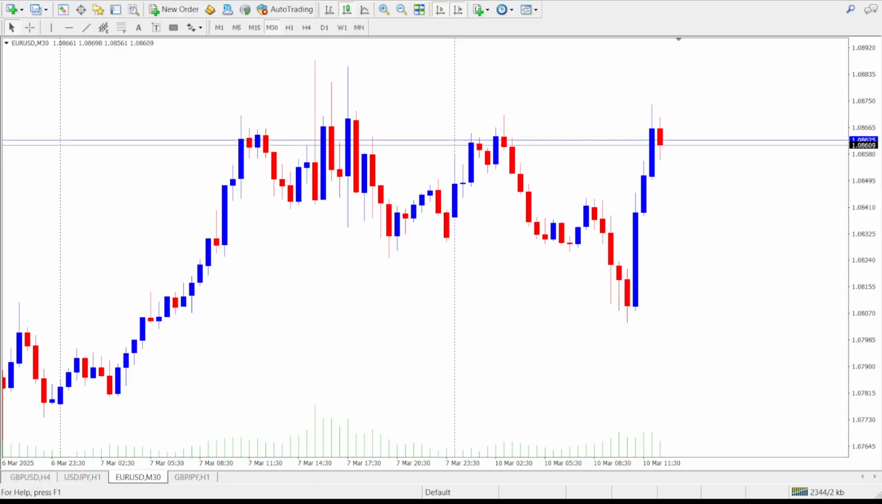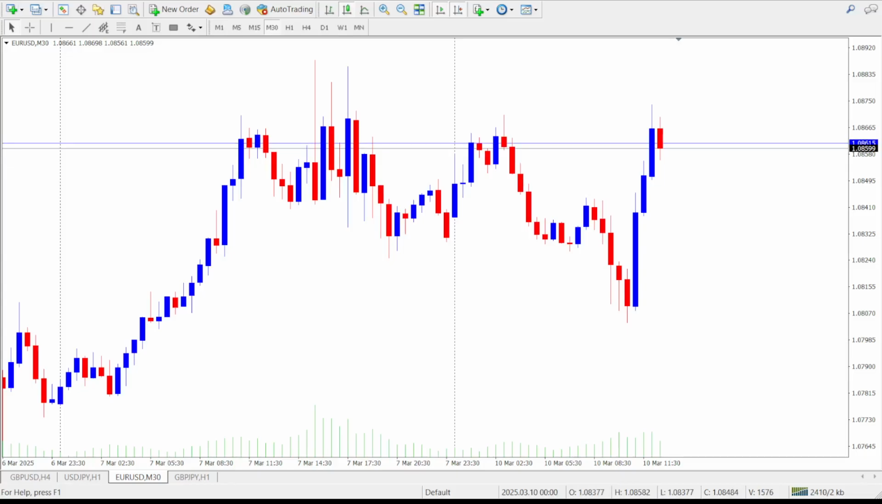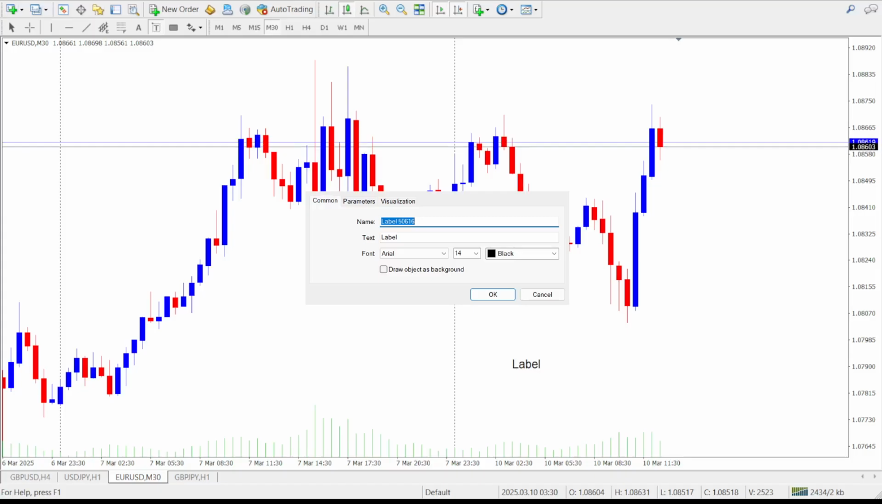First, let's quickly define what the triple screen trading system is. Developed by the legendary trader Dr. Alexander Elder, this system uses multiple time frames to help you filter out market noise and spot trends with greater precision. It's called the triple screen because it involves analyzing three different time frames to make your trading decisions. All right, that's the reason why it is called the triple screen trading system.